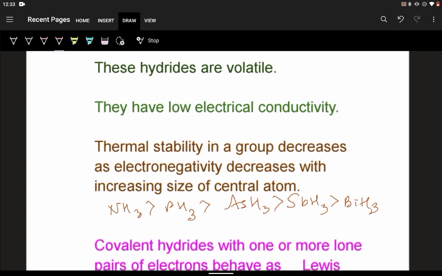Now if you see the hydrides of the different elements in a particular group, we find that the thermal stability in the group decreases because the electronegativity decreases down the group. For example, in the nitrogen group, as we go from nitrogen towards bismuth, down the group, there is an increase in the size of the atom, so the electronegativity goes on decreasing, and with this the thermal stability of the hydrides of these elements also goes on decreasing, which we can see in this list.